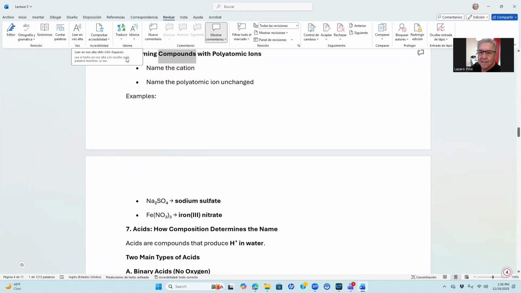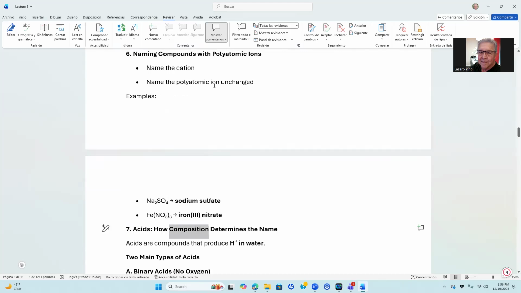6. Naming compounds with polyatomic ions. Name the cation. Name the polyatomic ion unchanged. Examples. Na2SO4, sodium sulfate. Fe(NO3)3, iron(III) nitrate.